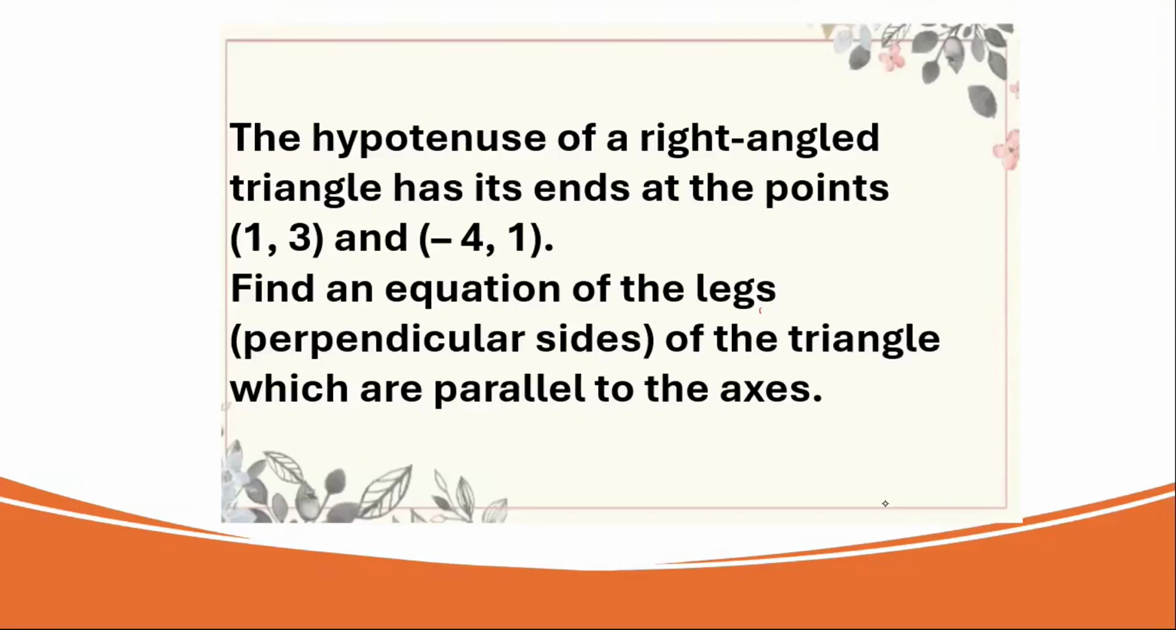The question is: the hypotenuse of a right angle triangle has its end at the points (1, 3) and (-4, 1). Find an equation of the legs of the triangle which are parallel to the axis. So let's understand the question. We'll understand the question by using the Cartesian plane. So let me see on the other page.